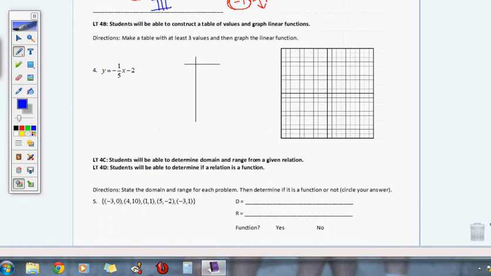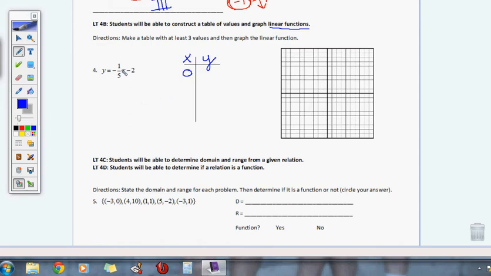Okay, now this learning target says we can construct a table of values and then graph a linear function. We're starting you off this year with linear functions that we're graphing. We do know that we're going to have a line here. The way we're doing these is very simply: we have an x value as input and a y value as output. So if we plug in an x value, the one we always want to pick is 0. That's a great one to pick.